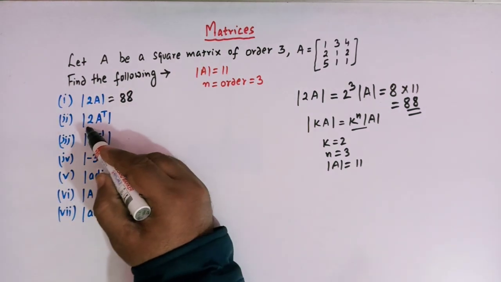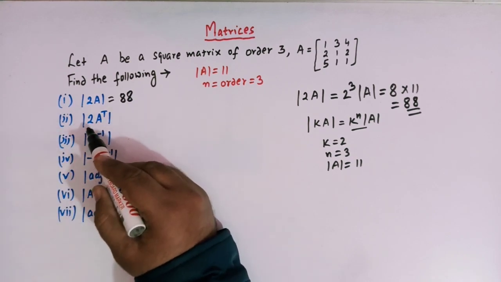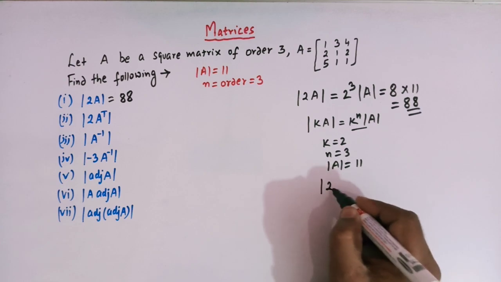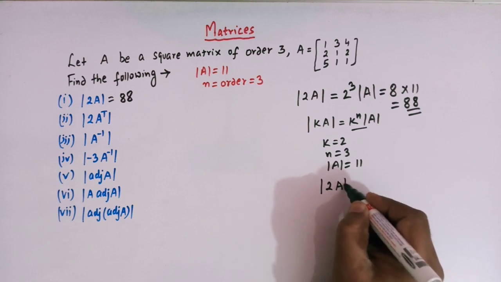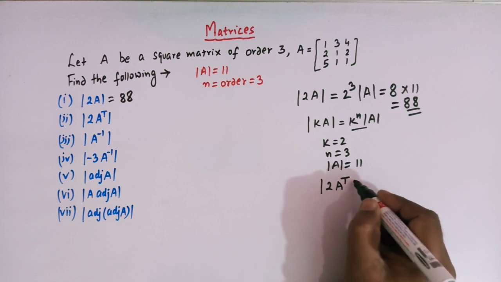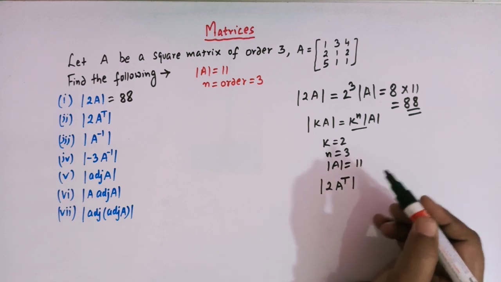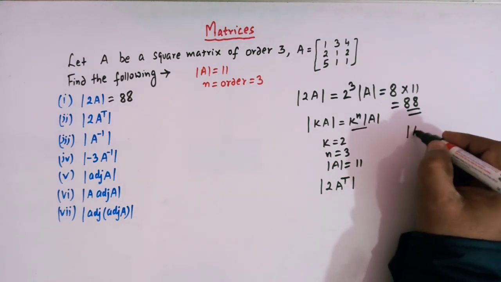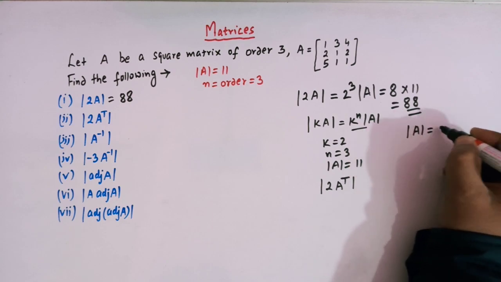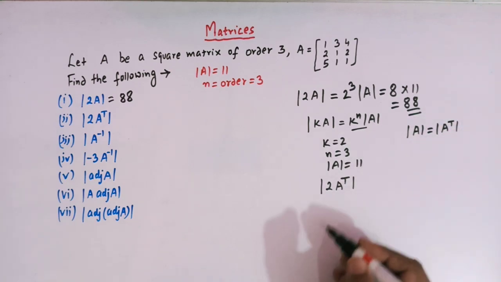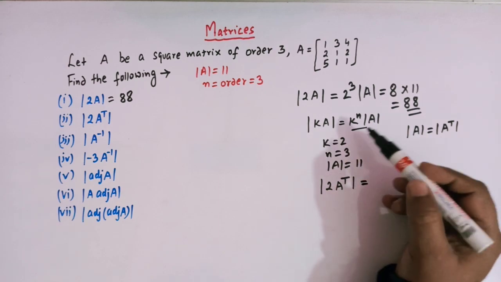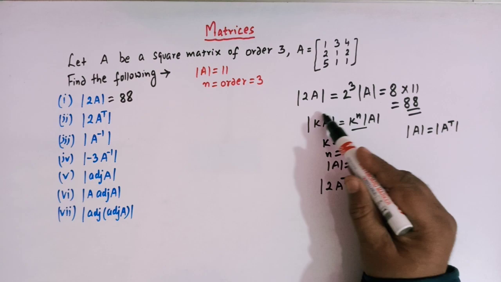Now let us take the second result. Now see, in the second result we have to find the value of 2 times the determinant of the transpose of the matrix A, right? And from the theory of determinants we know that the value of the determinant is same as the determinant of its transpose, right? So again here we can write this result by making use of this formula.